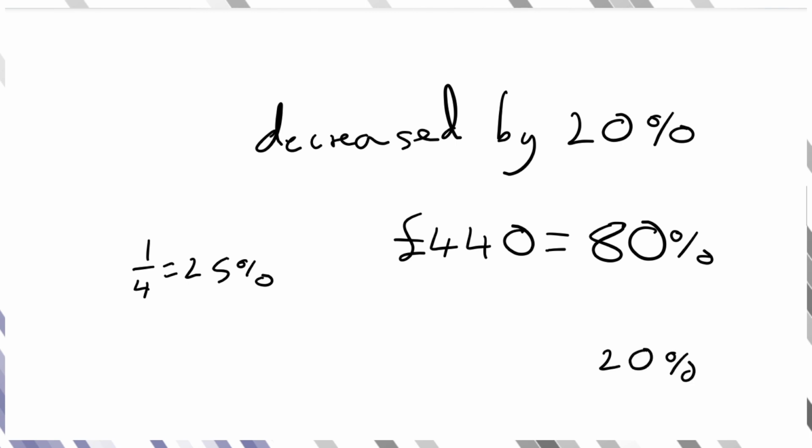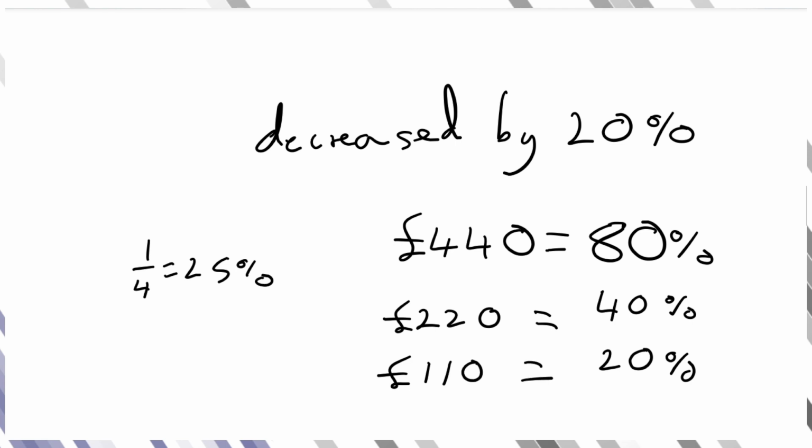So if we quarter this, we'll get 20%. Let's half it first. That'll give us 40%. Even though a half is equal to 50%, half of 80% is equal to 40%. Half of 440, if we just half the 4s, is 220. And then half of 220 is 110. So 110 is 20% of the original amount. And then let's multiply that by 5, because 20% times 5 is 100%. And 110 times 5 is just, if we multiply the 1s by 5, 550. So the original amount was £550.